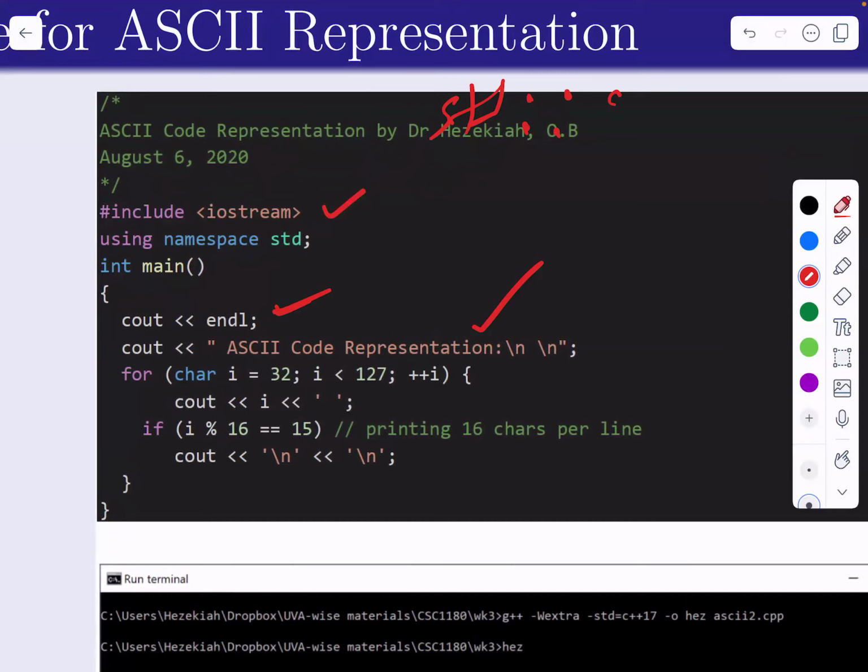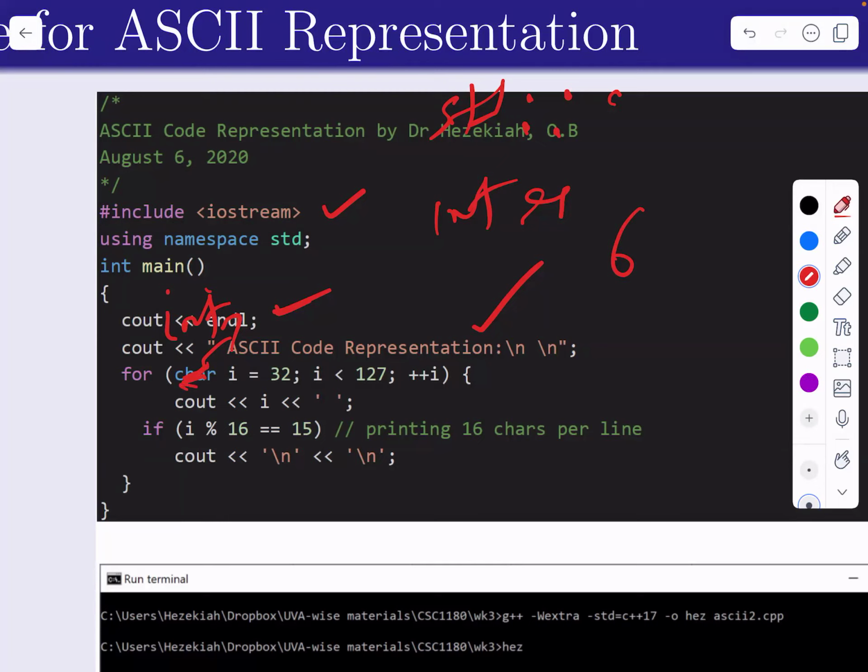ASCII code representation. Now, to print all of them, you have to start from here. For char i equals, remember char is an integral keyword. Char i equals 32, i less than 127, i plus plus. Now, cout. This will give you this. Normally, I'm not using int. If I say int now, I'll be printing only the numbers. But if you put char right there, it's going to give you the exact characters.